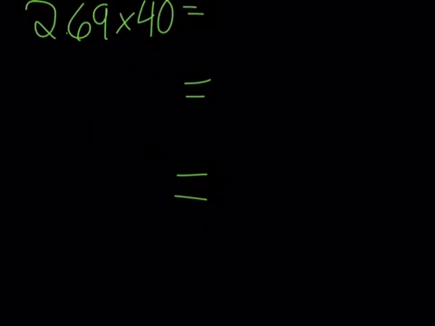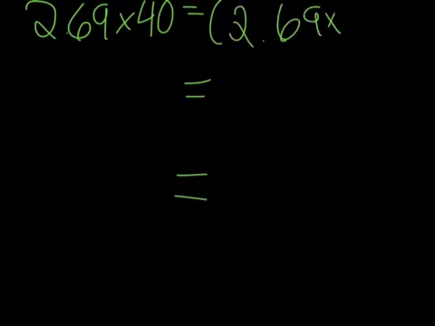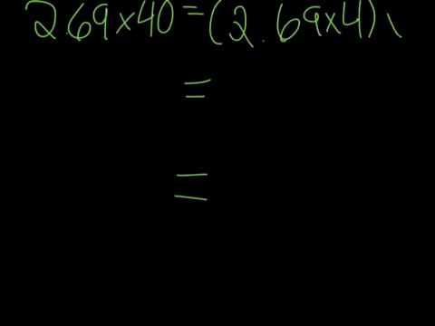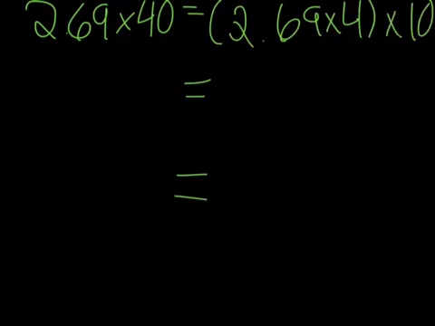Welcome back to Multiplying Decimals with Jackson, Ellie, and Sabrina. The next problem we're going to do is 2.69 times 40. First, you have to break apart 40 to 4. So it would be 2.69 times 4, and then you would times it by 10.